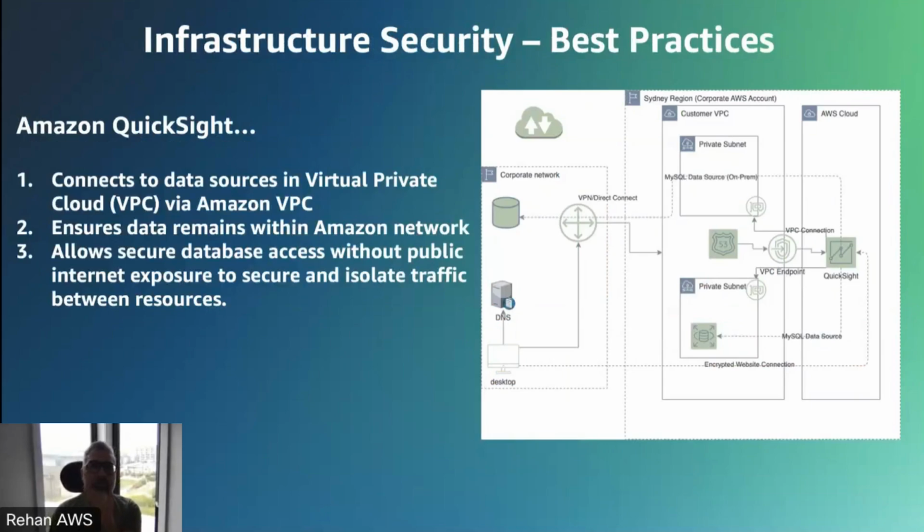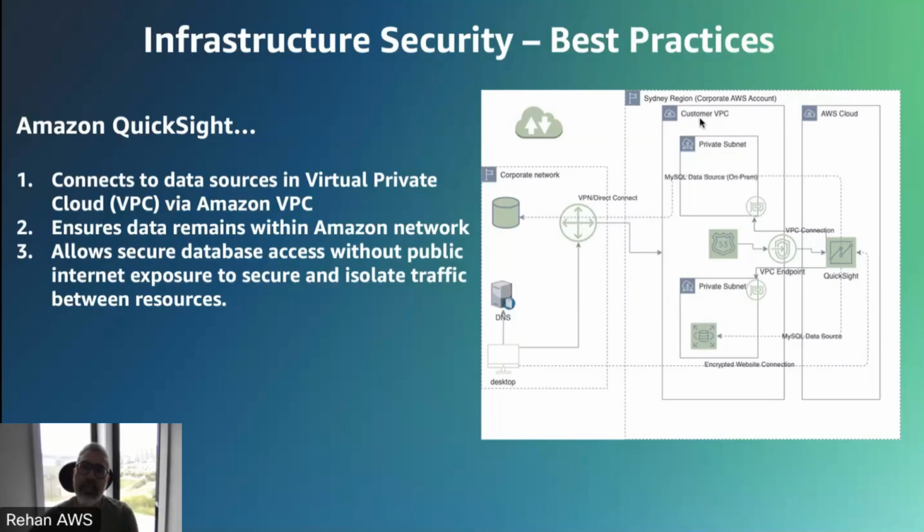So what we start off with is how do you secure your infrastructure and what are the best practices in terms of how you manage it. On the right-hand side over here, what we're showing is an architecture of a service that is managed, such as QuickSight. On the left-hand side, you've got your corporate network, and you may have a Direct Connect or a VPN connect into the customer VPC.